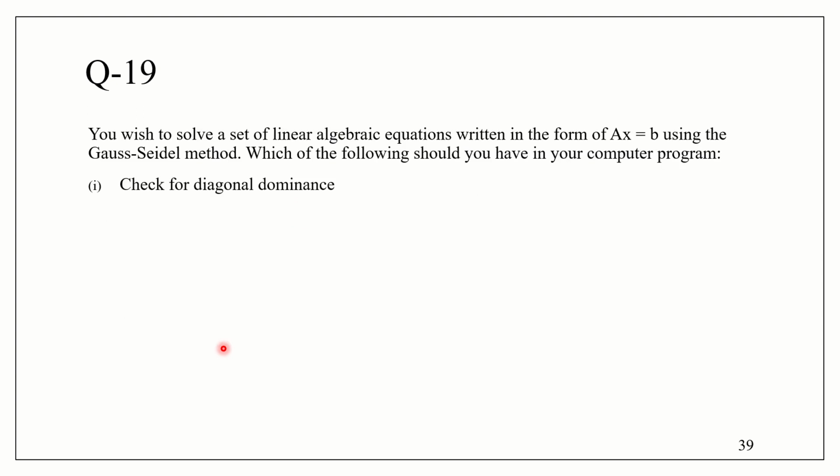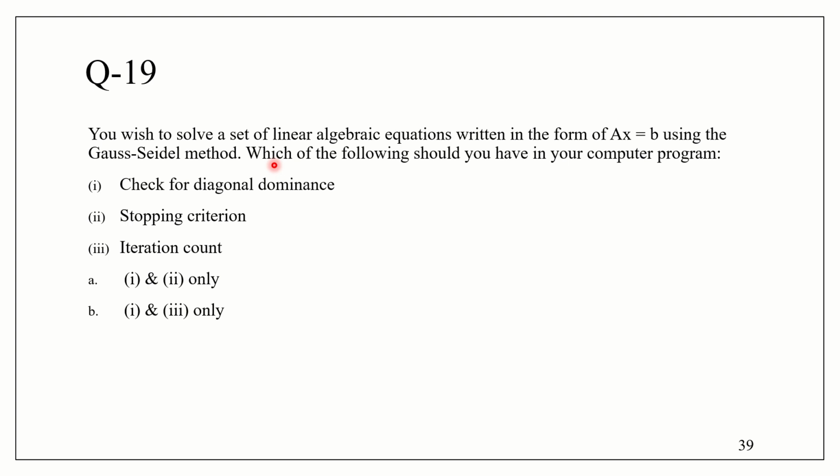We'll go to question 19. I think this is the last question of this session. Question 19, you wish to solve for a set of linear algebraic equations written in the form of Ax is equal to b using the Gauss Seidel method. Which of the following you should have in your computer program? Check for diagonal dominance, stopping criteria, iteration count. 1 and 2 only, option A. Option B, 1 and 3 only. Option C, 2 and 3 only. Option D, 1, 2 and 3.